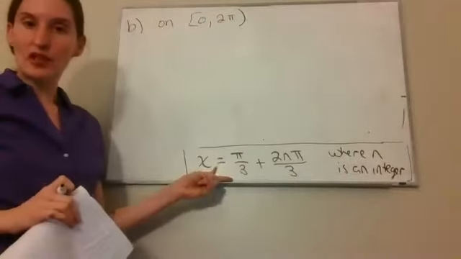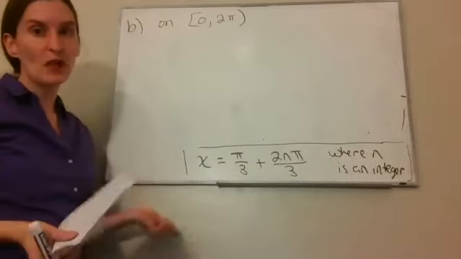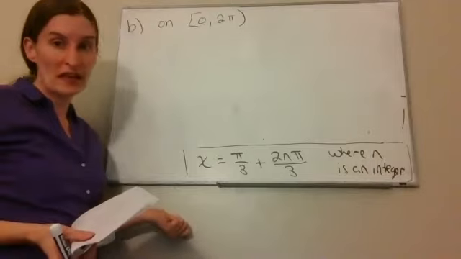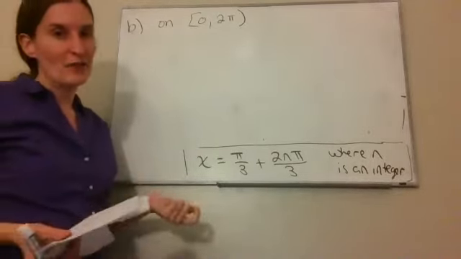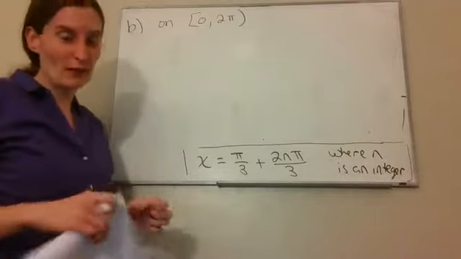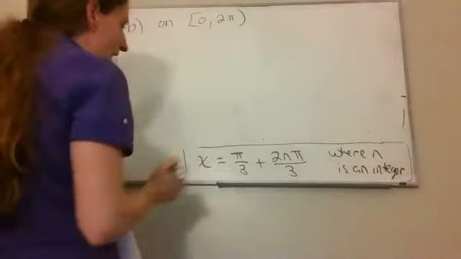Well, I already have my general solution down here. I can just plug in values for my integers n and make sure they fit in this interval 0 to 2 pi. If I get too big, then I throw those values out. So let's just start with n equals 0.